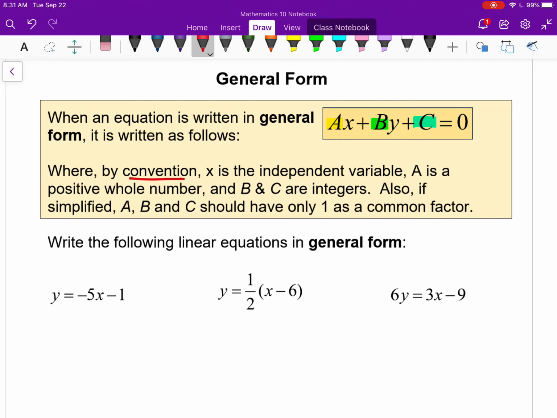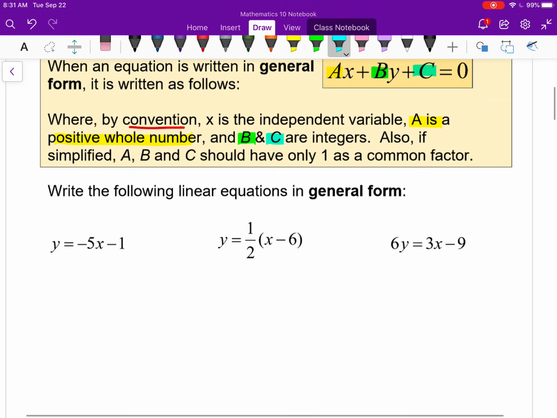Whatever is the independent variable, we put first. Whatever is the dependent variable, put second. We always want to make sure a is a positive whole number, and b and c can be integers. Integers, remember, are whole numbers that may be negative, but a we try to keep positive. If simplified, a, b, and c should have only one as a common factor, which means there should be no common number that I can divide out of all of them to make them simpler. Let me just show you.